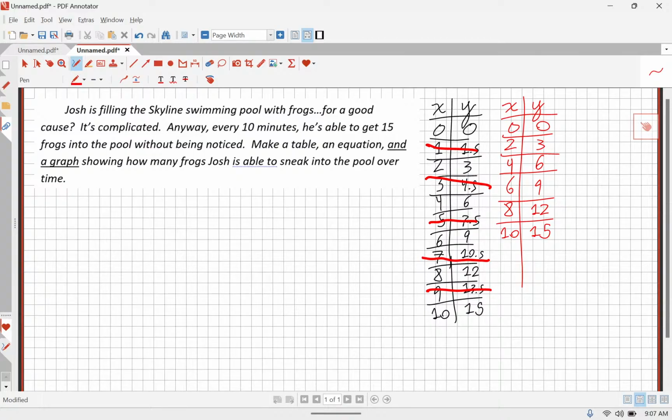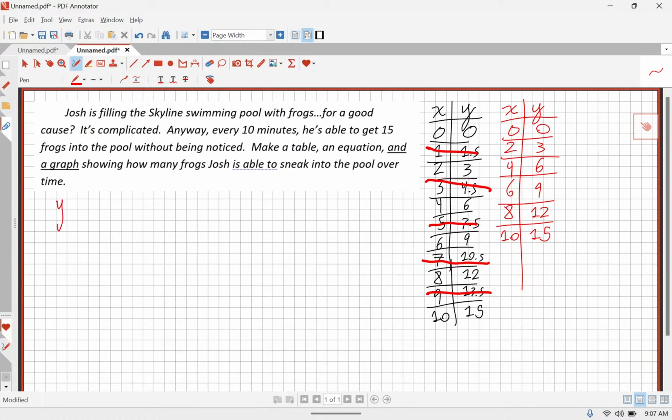What are we doing to my x's to make the y's? Melissa, what am I doing to the x's to make the y's? What am I doing to these numbers to make these numbers? By what? Yeah, so the equation would be something like y equals 1.5x.